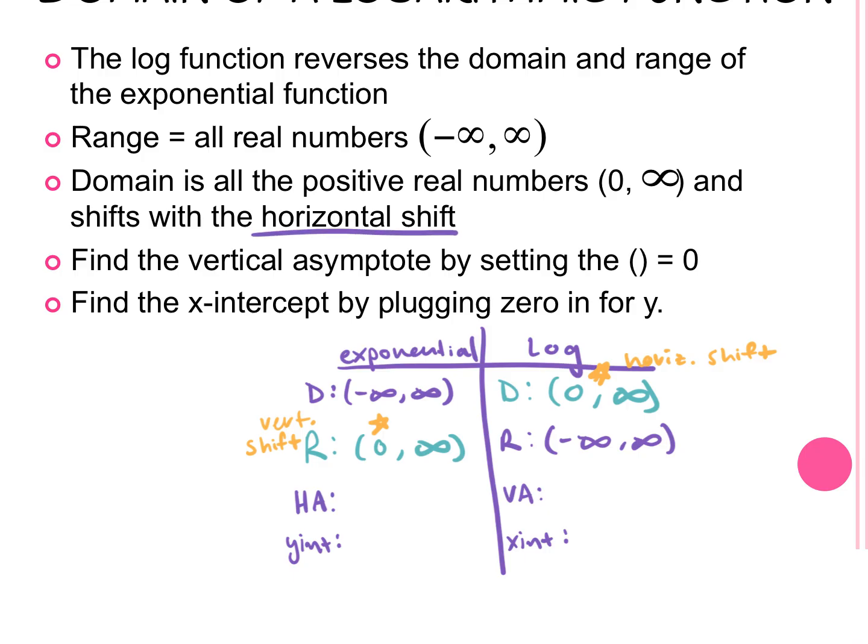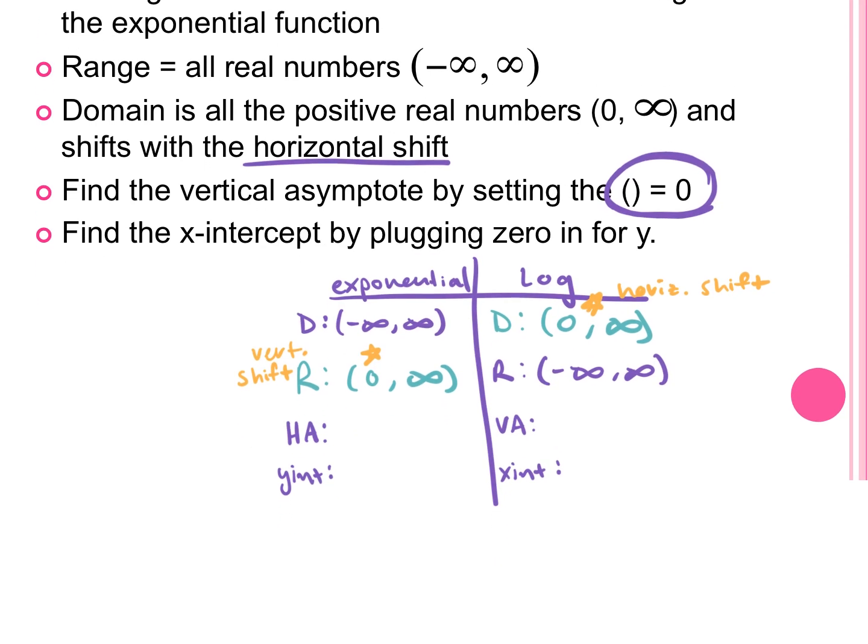To find that horizontal shift, we set the parentheses equal to 0. So our domain and our vertical asymptote are going to go hand in hand. They're going to be a similar value. We just set the parentheses equal to 0. So to find the vertical asymptote, set the parentheses equal to 0. To find the x-intercept, we plug in 0 for y.